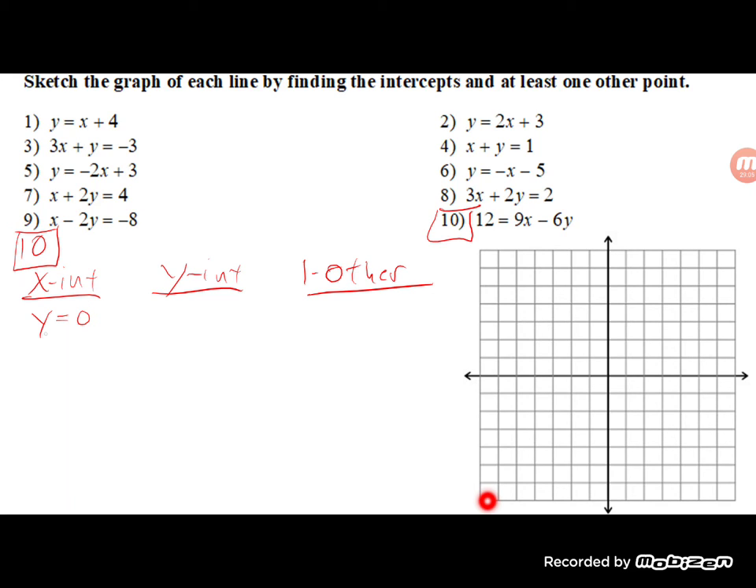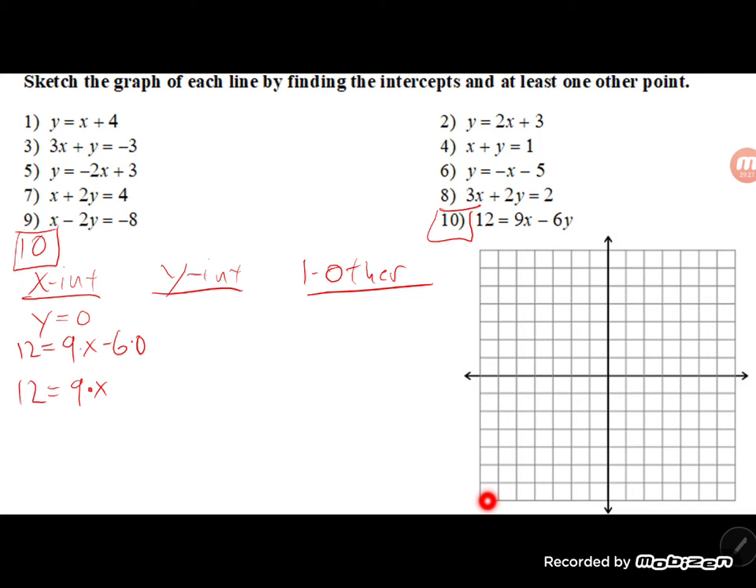So I will now plug in 0 for y into the equation. So I'll have 12 is equal to 9 times x minus 6 times 0. Well, 6 times 0, I know that's just going to go to 0 and leave me with 9x right there.